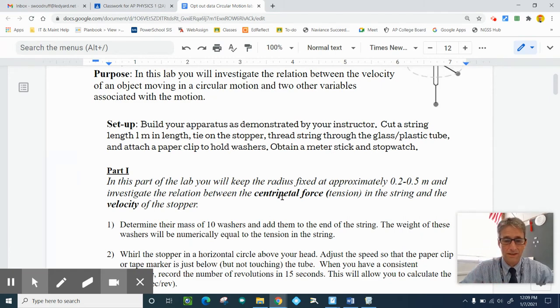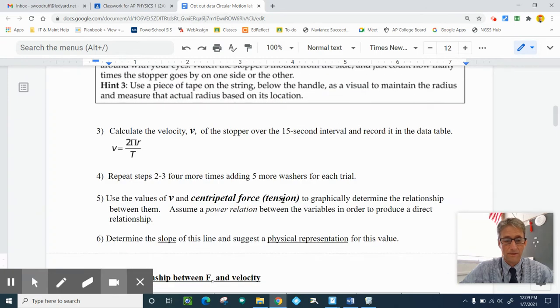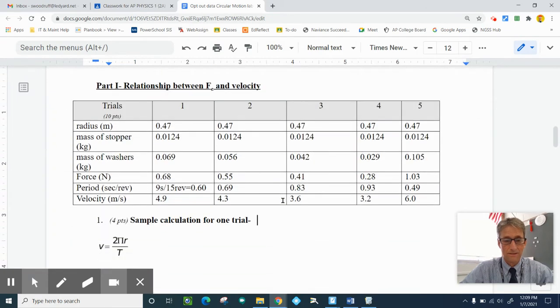and the velocity of the stopper as it's going around. So if we're trying to figure out how these two variables are related, we are keeping the other two variables, a grand total of 4, constant. So I'm using some data that we collected today. And you would obviously be using your own data.